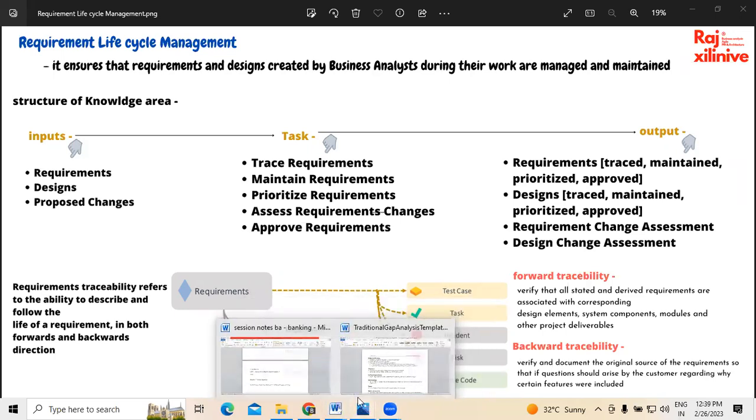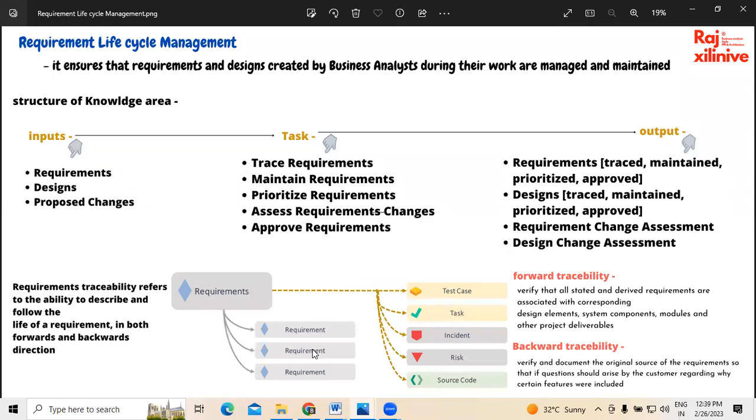If you want to maintain the requirements, there are ways. Preparing documentation is one way of doing it. Again, in documentation, we have two: one is the BRD, the second is the SRS, a combination of functional and non-functional requirements.